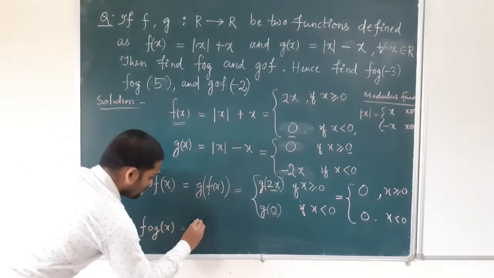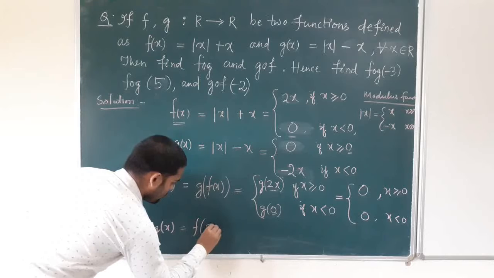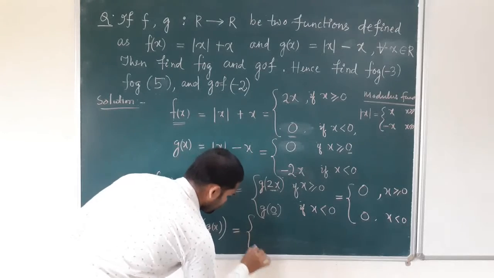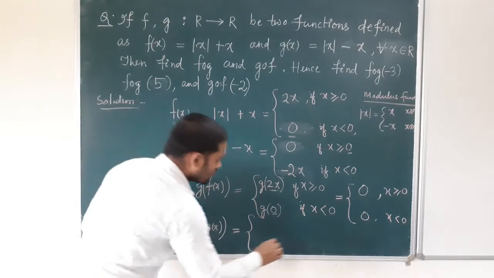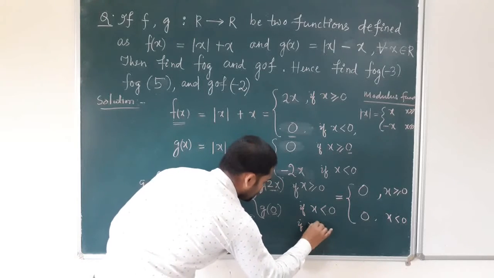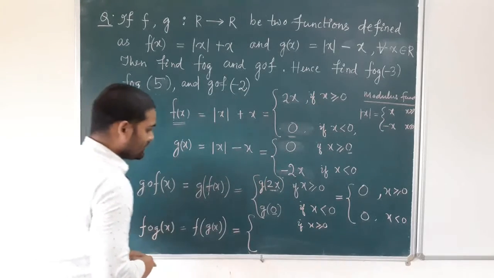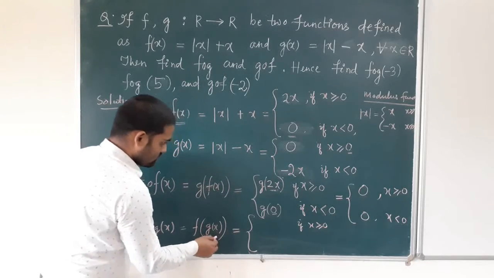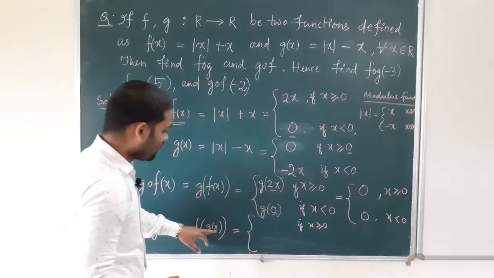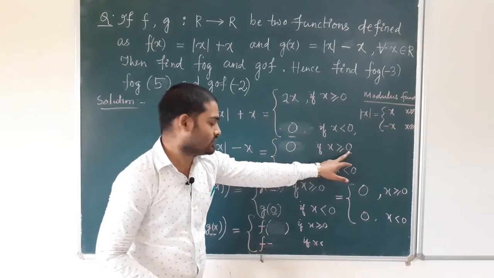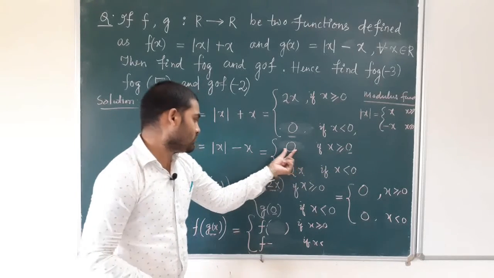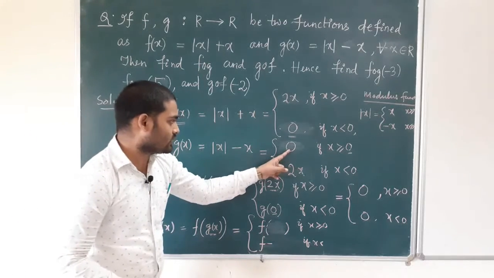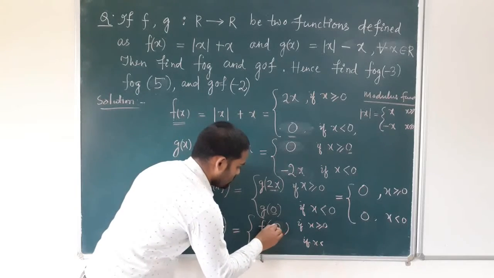This can be written as f of g of x. Here you see, if x is greater than 0, then g of x is 0. So you can write 0 here.